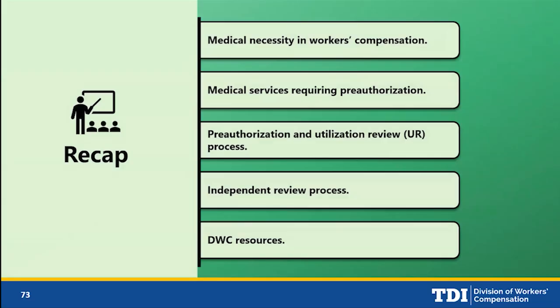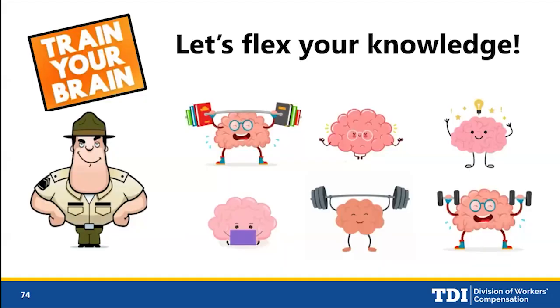All right. So we covered medical necessity and workers' compensation, medical services that require pre-auth requests and utilization review processes, independent review processes, as well as DWC resources. So it is time to wrap up our discussion and train your brain. So we put together 5 questions based on today's webinar. Question 1, which of the following is not true about the Texas Labor Code's definition of healthcare reasonably required?